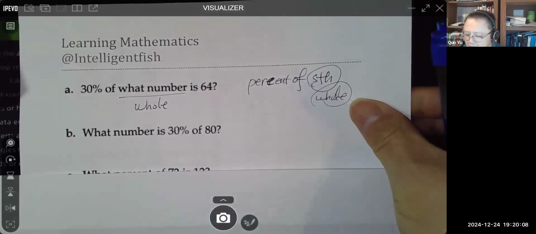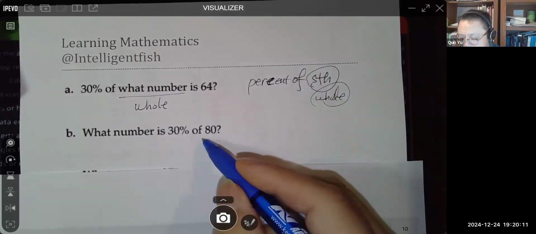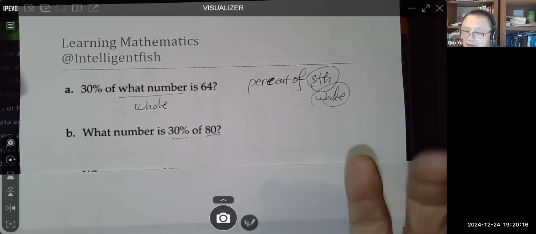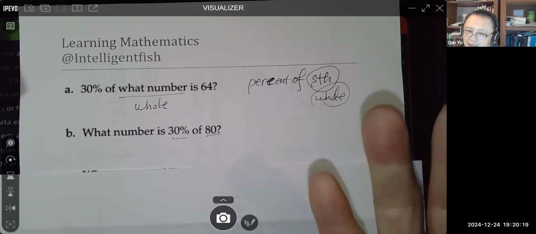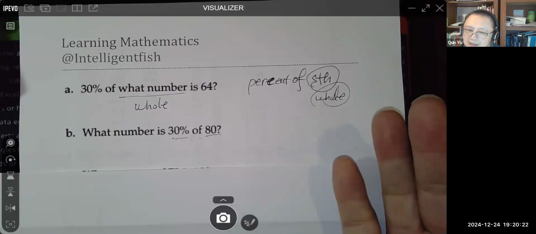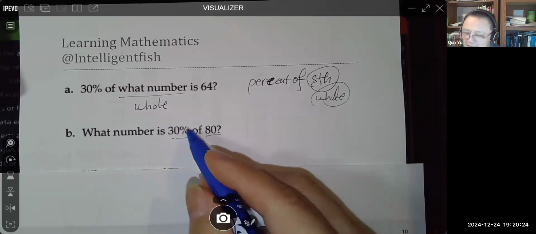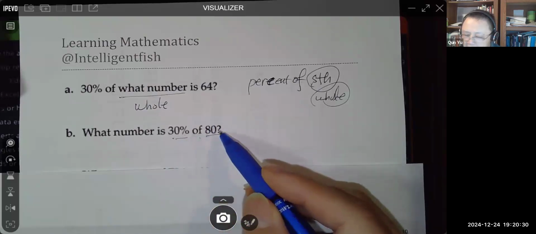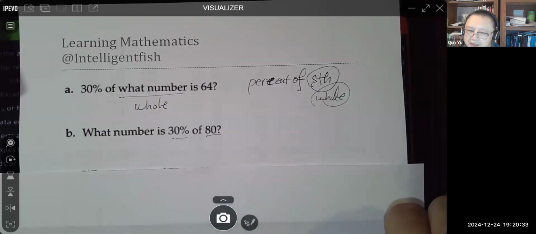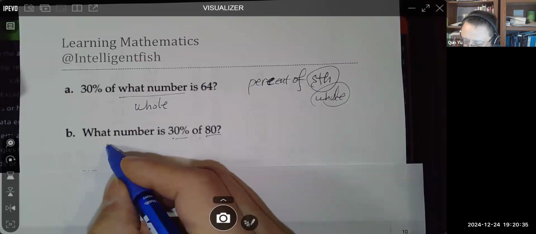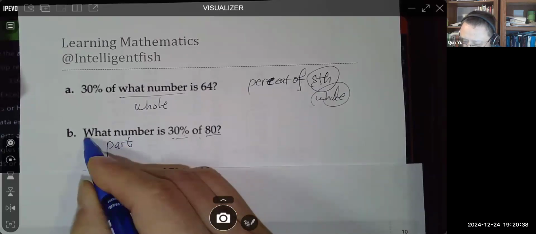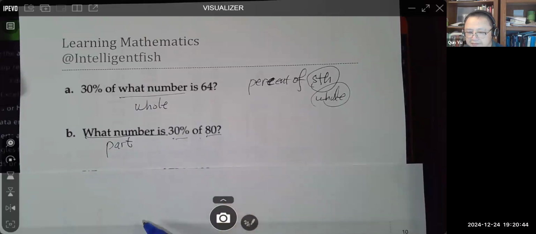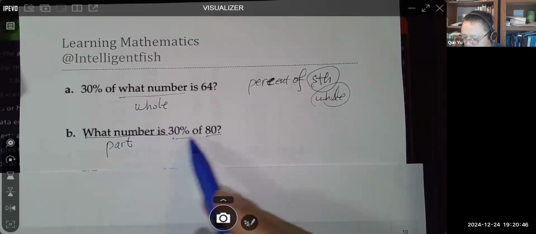Now B, what number is 30% of 80? See, percent of, this is the whole thing. This is a percent. What is missing in that general structure? We only have three components in the percent sentence: the percent itself, identified by the percentage symbol, the whole, the thing after percent of, and the other component is the part. So we are looking for the part. The unknown is the part. This is 30% of 80, so whatever this is, it's only 30% of this whole thing.